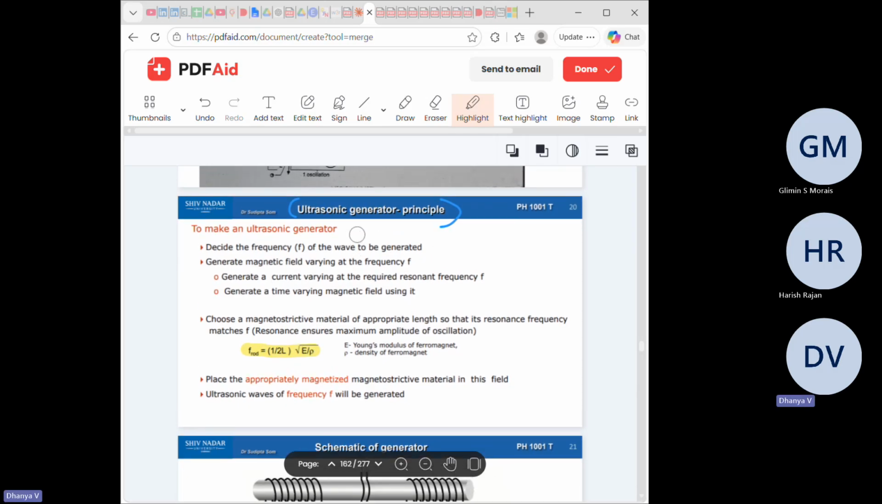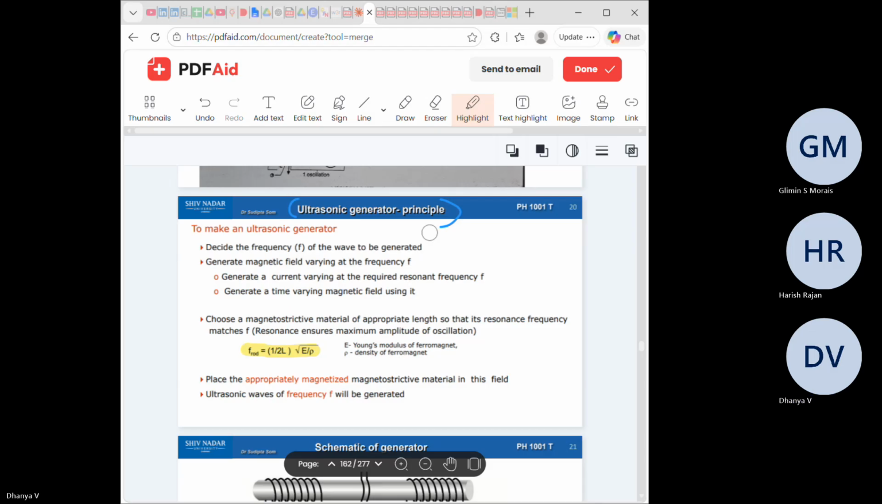Sorry for the disturbance. So the ultrasonic generator has to give you ultrasonic waves. Ultrasonic waves are above 20 kilohertz, you already know that. Previously in magnetostriction, what did we see? We saw that when there is a magnetic field, the length expands, some amount of pressure is created, and there's vibration that produces ultrasonic waves.